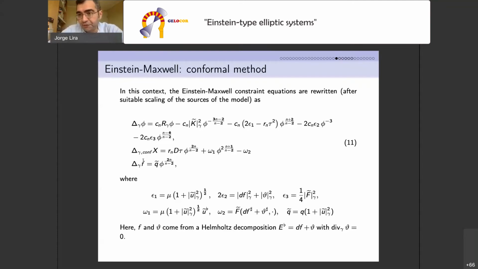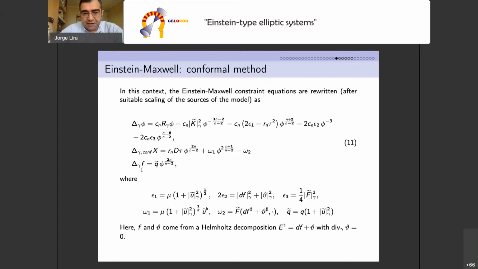In fact, to be correct, F is one of the components of this guy, because F is the exact component of the electric field, but you also have some free component here by this, say, Hodge-de Rham or Helmholtz decomposition. So theta is free too. Well, so that's the system.